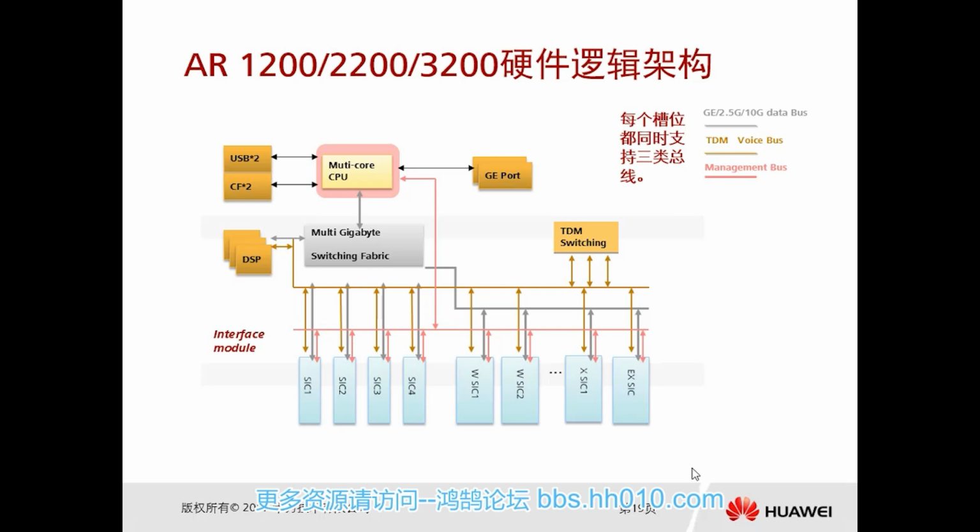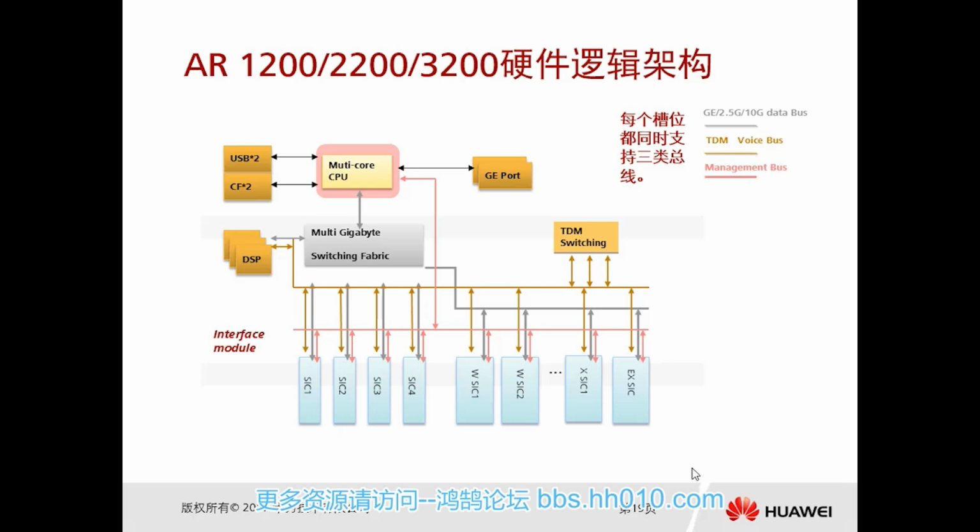Then in each slot, 3 types of bus are supported. Here we can take a look at the different line colors. One of them is GE, 2.5G, 10G. It is a 10G data bus. TDM is the bus for voice. In pink color, a management bus. Take a look here. Huawei has a DSP for data signal processing participating in it. In this case, it can greatly enhance my overall data processing performance.